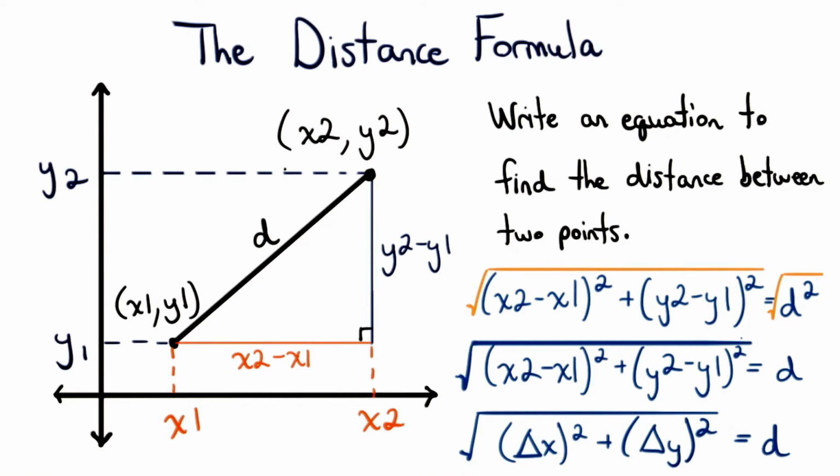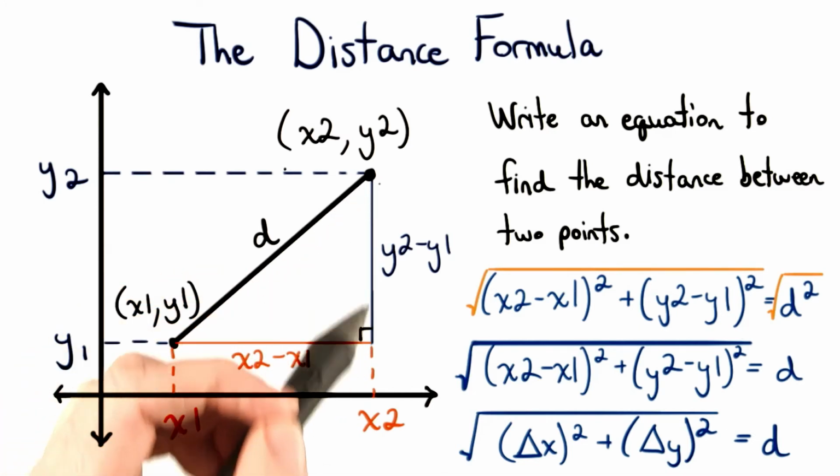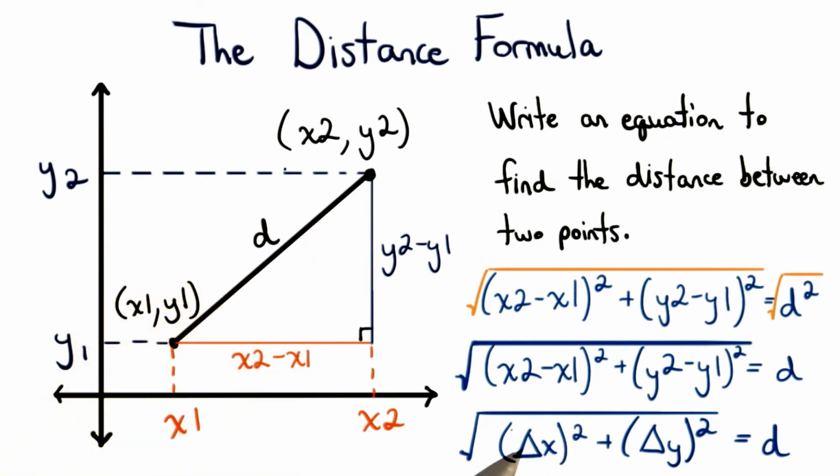So perhaps an easier way to think about it is just think about the change in the x and the change in the y. How far did we travel this way, and how far did we travel this way? We'll square both of those, take their sum, and then take the square root to find the distance.